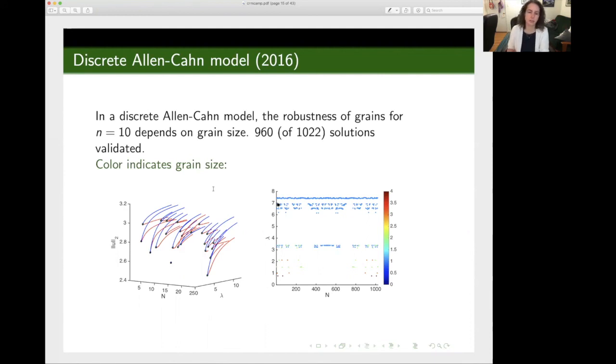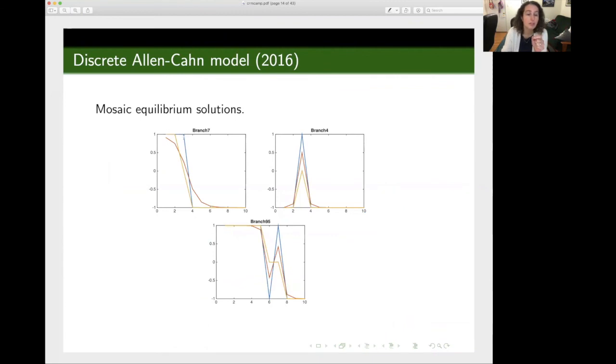And so we weren't able to validate all 1,022, but we were able to validate 960 of them. And in addition, we were able to validate the saddle node bifurcation point for each of them. Using that, you can talk about the grain size, which means the length of the part of this mosaic solution which is at one particular value. So this is going to be a small grain size because it just bounces up and down, whereas this is going to be a larger grain size because it stays at a value for a while.